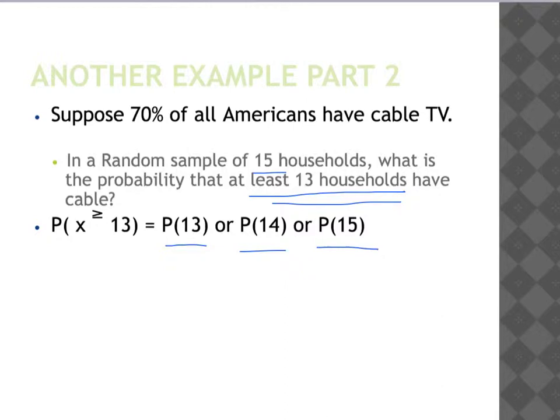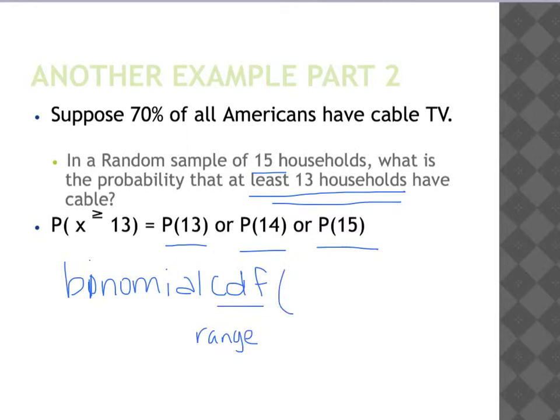And so we want to do our binomial CDF this time. Remember CDF because we're doing a range. All right, and so we're going to go to the command. We're going to input 15 for our N. Our probability of success is 0.7, and then we want to input our low and our high. So our low that we want to input is 13, and the highest is 15 because you can't go over your N to begin with.